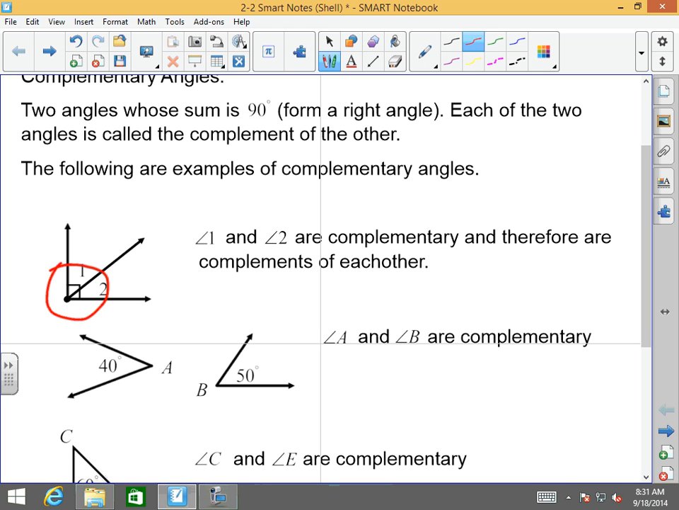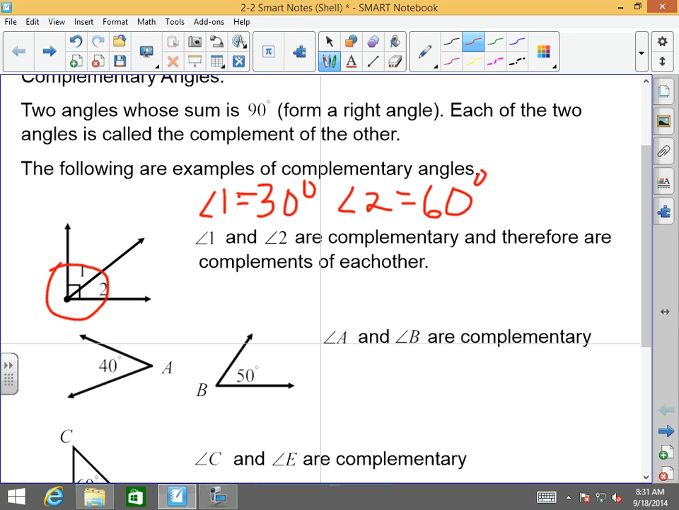So for example, let's say that angle 1 equals 30 degrees. Then angle 2 has to equal 60 degrees. So you could read this two ways. You can say angle 1 is the complement of angle 2, or angle 2 is the complement of angle 1.